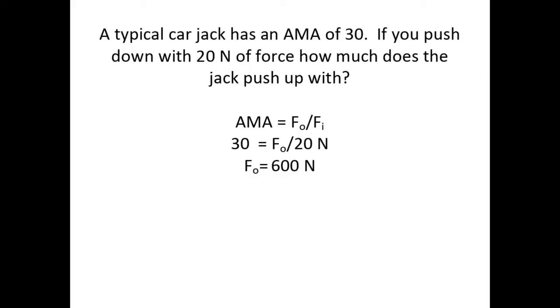A typical car jack has an AMA of 30. If you push down with 20 newtons of force, how much does the jack push up with? So AMA is 30, FO is what we're looking for, and FI is 20. When you do the math, you get 600 newtons. Notice there's no units on AMA because AMA and IMA are ratios, so the newtons cancel out. So if you push down with 20 newtons of force, you're getting 600 newtons of force from the jack. That's why it works so well.